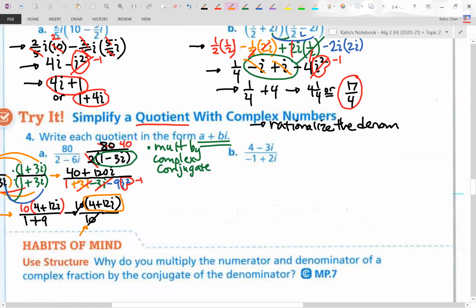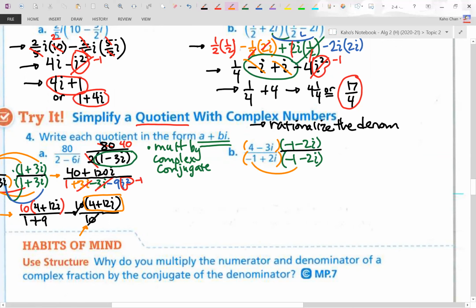4b. Let's parenthesize everything. That's a polynomial. The key is to multiply, rationalize the denominator because there's an i in the denominator. The complex conjugate of -1 plus 2i is -1 minus 2i. I don't care about the real part. That doesn't matter. Ready to FOIL? Here we go.